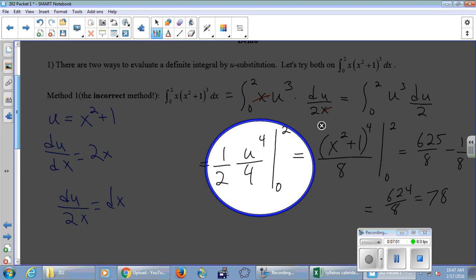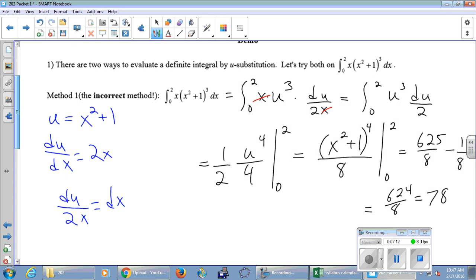So that's the problem. It's not that we did anything wrong mathematically, like our logic was sound. But that right there is a lie. It's just not accurate. We fixed it in the very next step when we changed the u back to x squared plus 1. It's good in the next step. That's correct. But this lie in the middle is a problem. So how do you avoid lying?